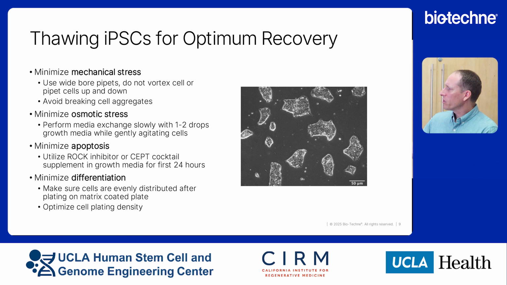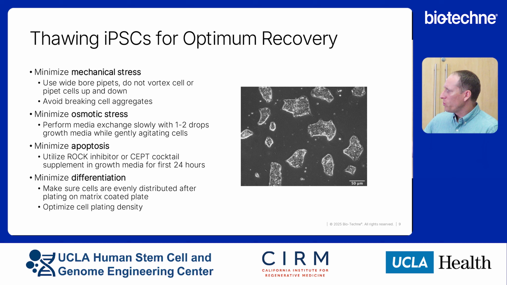And then when we're performing our first media addition, we really want to minimize osmotic stress. So we do this by adding the cells to a small 15 mL conical tube first, and then slowly adding the media one drop at a time to gently bring them back into that media while gently agitating the tube.